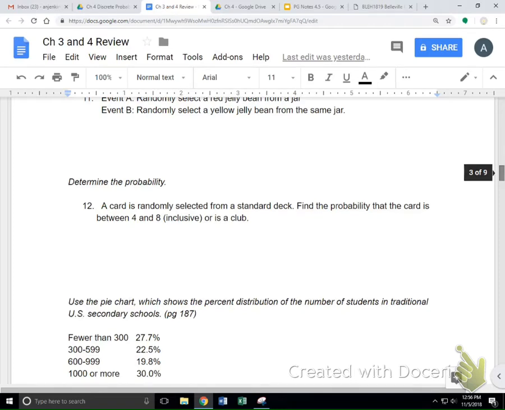So for randomly selecting a jelly bean, you have event A, which is randomly selecting a red jelly bean from a jar, and event B, randomly selecting a yellow jelly bean from the same jar. Well, we know that when you select that, you cannot select a red and a yellow at the same time, so we say that these are mutually exclusive, because both events can't occur at the same time.